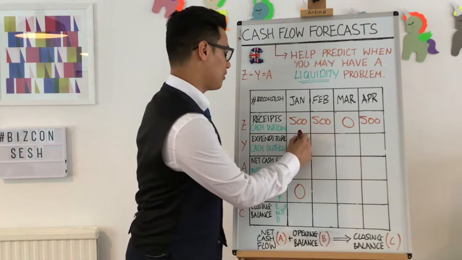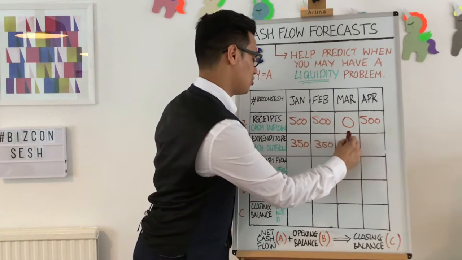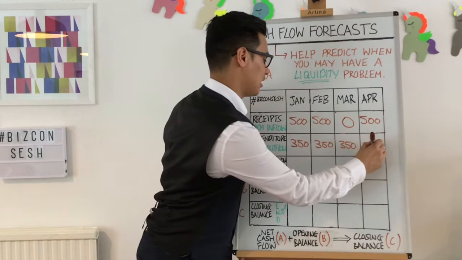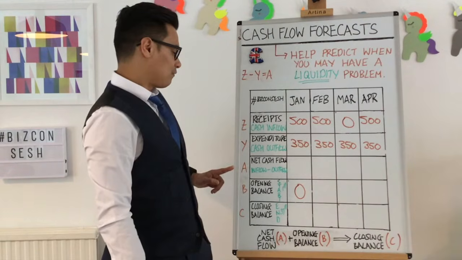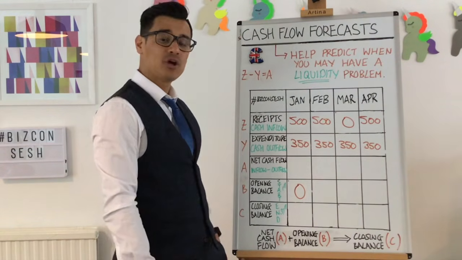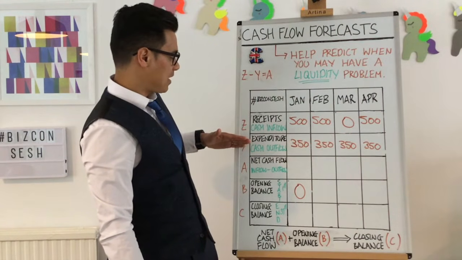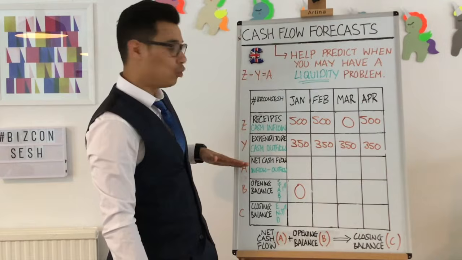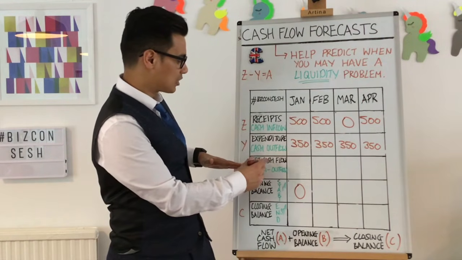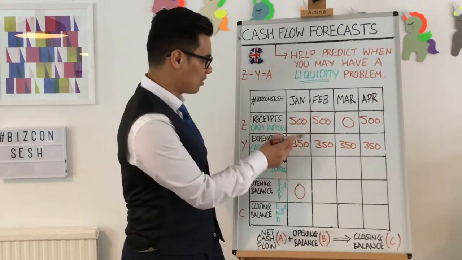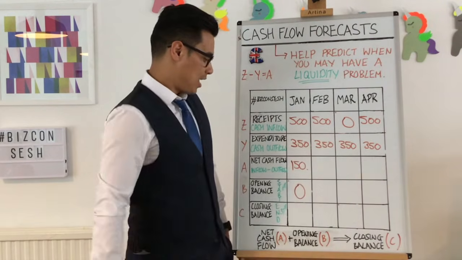We can just therefore put 350, 350, 350, 350. Okay, for your net cash flow, remember the formula is receipts minus expenditure equals net cash flow, or it is cash inflows minus cash outflows equals net cash flow. Inflows minus outflows. So 500 minus 350 is 150.